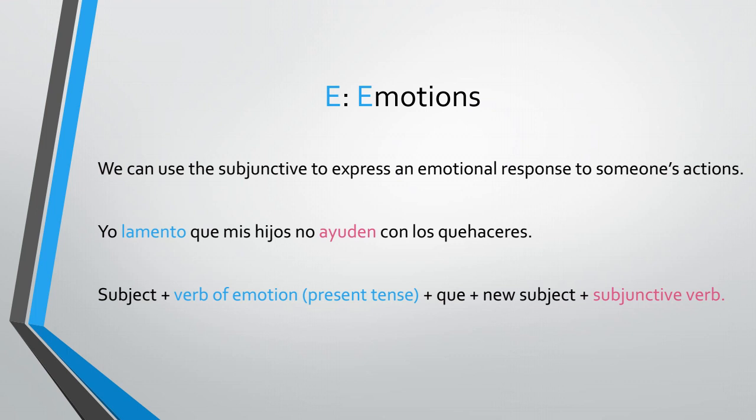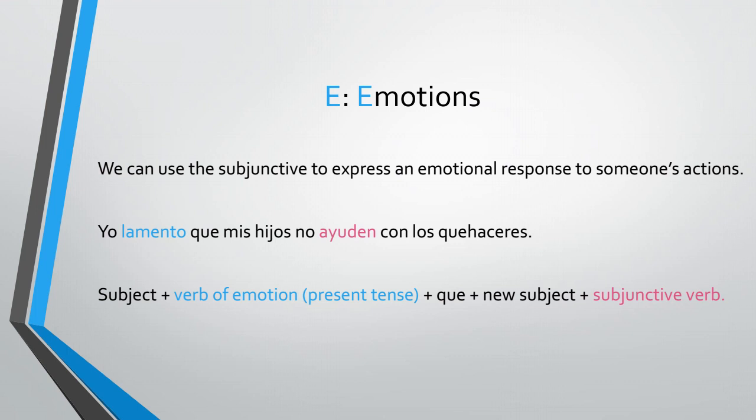Let's take a look at an example. Yo lamento que mis hijos no ayuden con los quehaceres. This sentence is saying, I'm sorry that my children don't help with chores. So here you can see that the actions of this person's kids are being viewed from one person's perspective, which makes them subjective. The kids in this sentence are probably happy not to be helping with the chores. So they wouldn't agree with the person who's saying that they're sad or sorry.